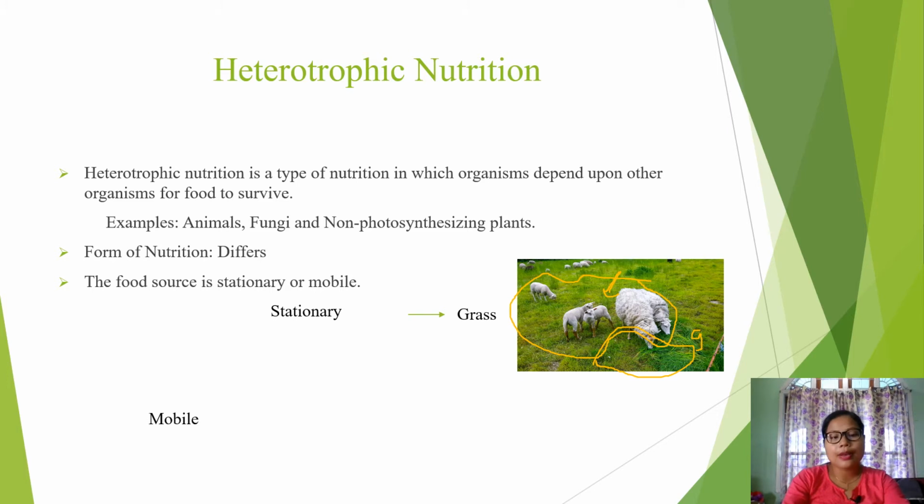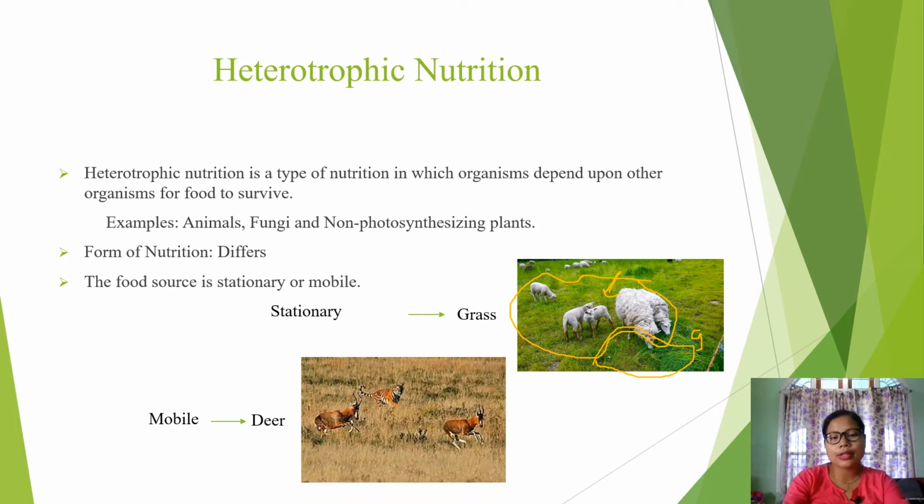And the next we have is mobile. Mobile simply means it can move from one place to another. So here you can see the food source that is mobile. You can see deer running. So this is a mobile food source, and these are the heterotrophs which are chasing the deer. For these heterotroph animals, the deer is the food.